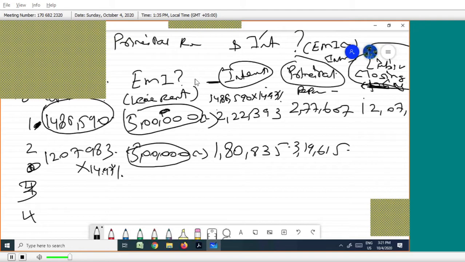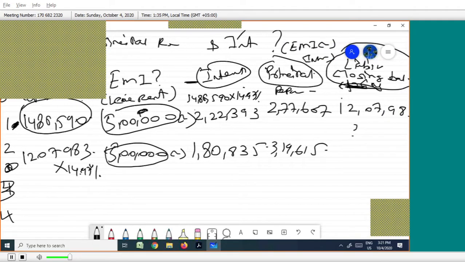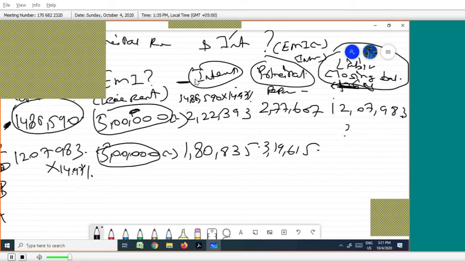So again I have to arrive at the closing balance. How to arrive at my closing balance? Opening liability minus principal for the present year equals closing balance. Opening liability 12,07,983 minus 319,615 equals around 888,818, my closing balance.